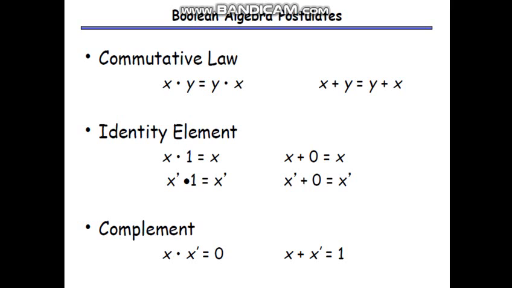In terms of the identity law, you observe that x into 1 is equal to x, x plus 0 is equal to again x, x bar into 1 is equal to x bar, x bar plus 0 is equal to x bar. If you go to the complement terms, x into x bar is equal to 0, or x plus x bar is equal to 1.